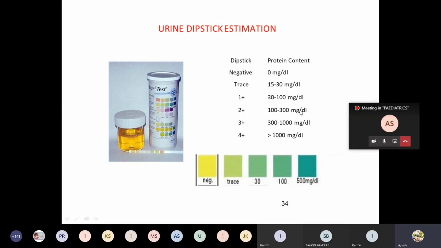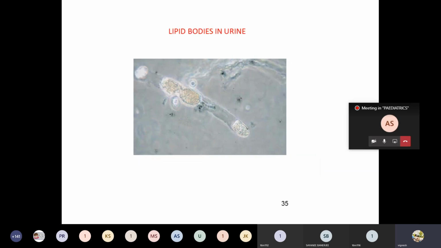If there is a 2+, 100 to 300 milligrams per deciliter, and 3+ will be 300 to 1000 milligrams per deciliter. If we say 4+, with precipitation, you are going to see this color, it means more than 500 milligrams per deciliter. So these are the commonest dipsticks. Nowadays these are also given to the patient. They can test at their home also. This is a very easy method. Within a few minutes, you will get the result.